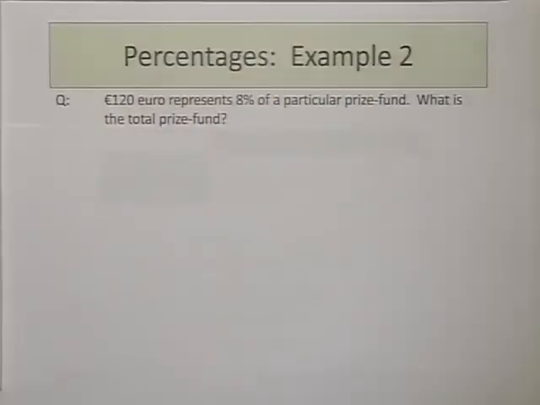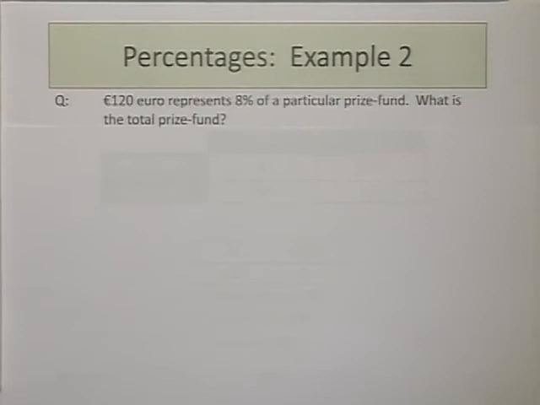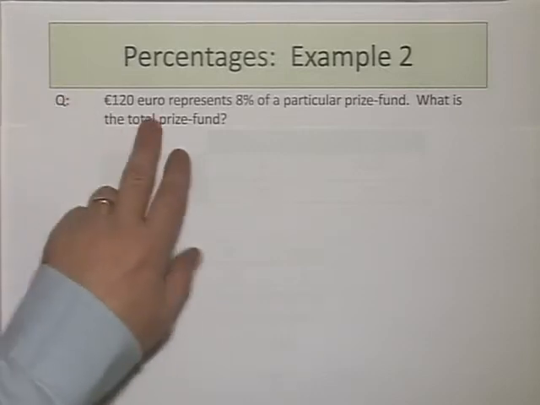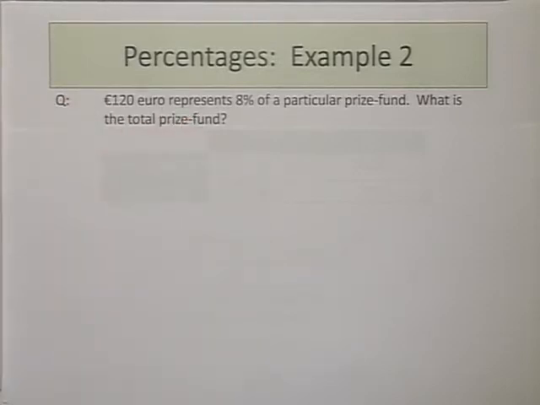We're now looking at percentages. We've done ratios and we've done fractions. We're now looking at percentages, and then we're going to do conversions, and then we're going to do percentage errors. Is that okay? So I'll just leave you with that question. €120, I think, yes, okay.